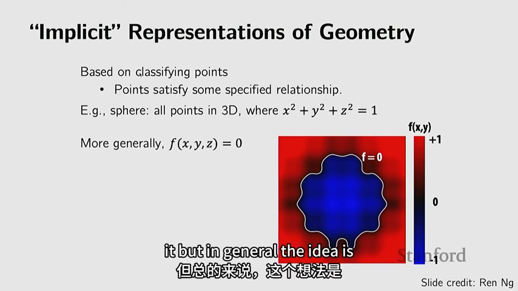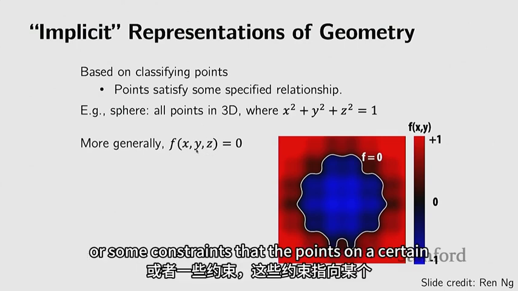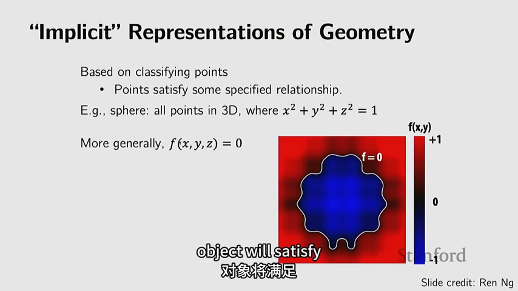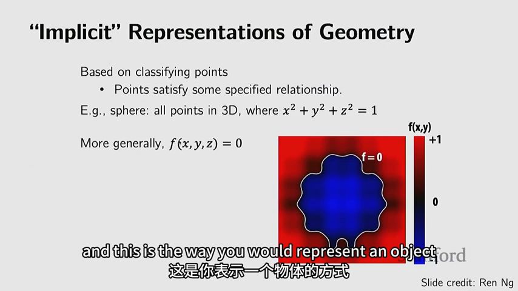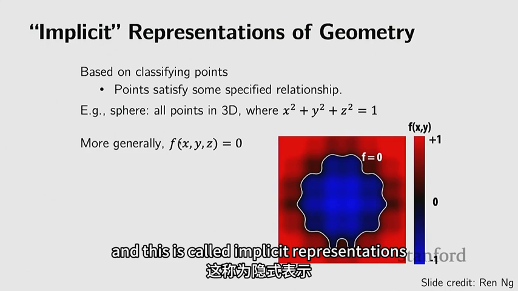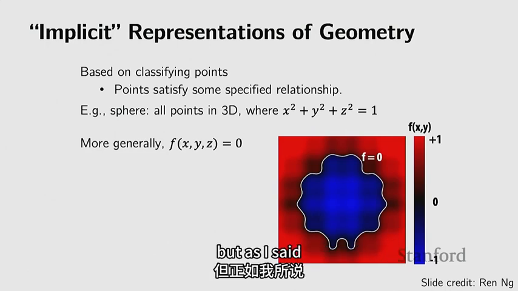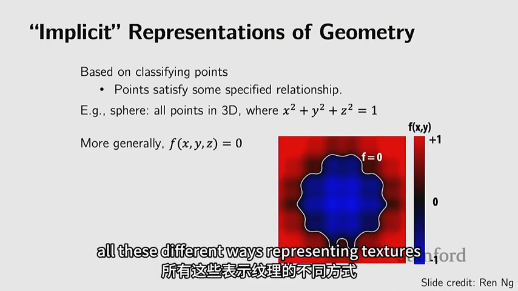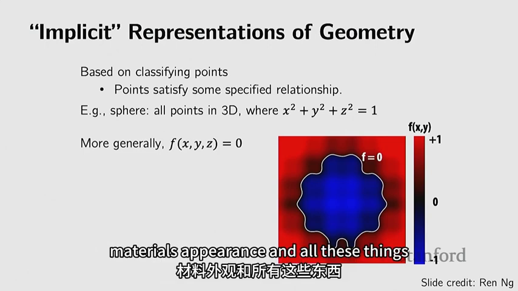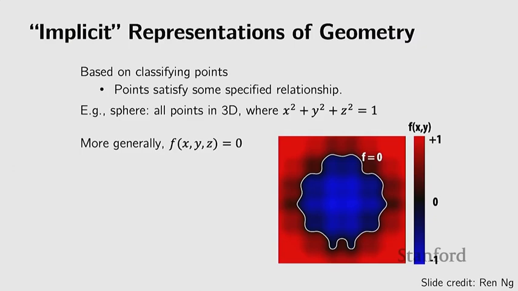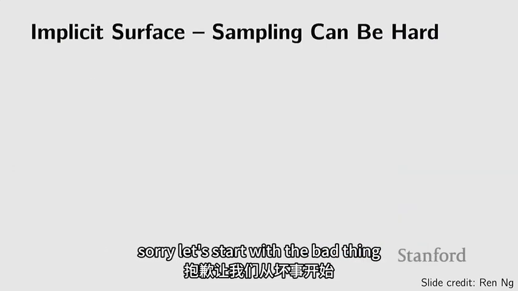But in general, the idea is you have some function, or some constraints, that the points on a certain object will satisfy. This is the way you represent an object, and this is called implicit representations, which started with geometry, but as I said, are now used in all these different ways, representing textures, materials, appearance, and all these things. So the good thing about implicit representation, let's start with the bad thing.